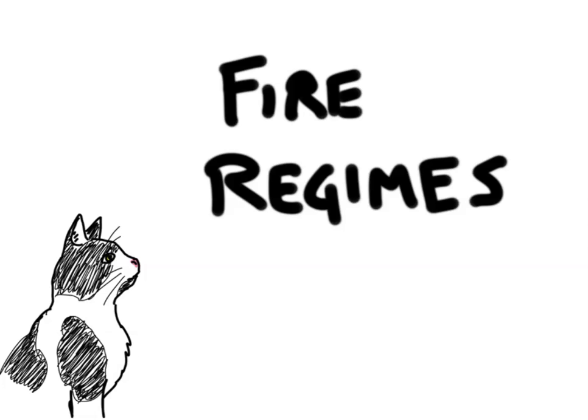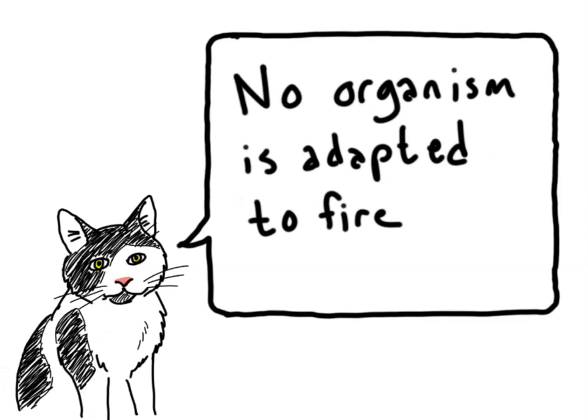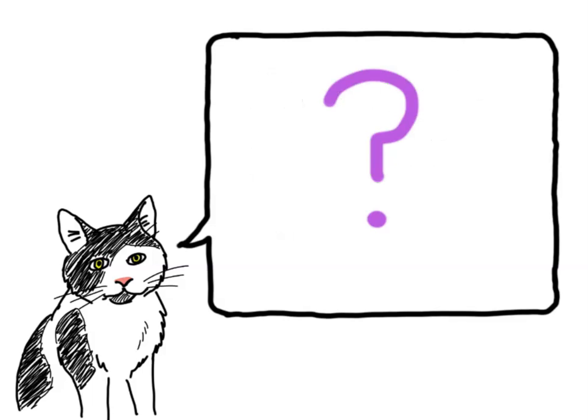Today's topic, fire regimes. In our last video, we learned about various ways that some organisms are adapted to fire. But in reality, no organism is adapted to fire. Wait, what? No organism is adapted to just any old kind of fire. Instead, organisms are adapted to certain kinds of fire.